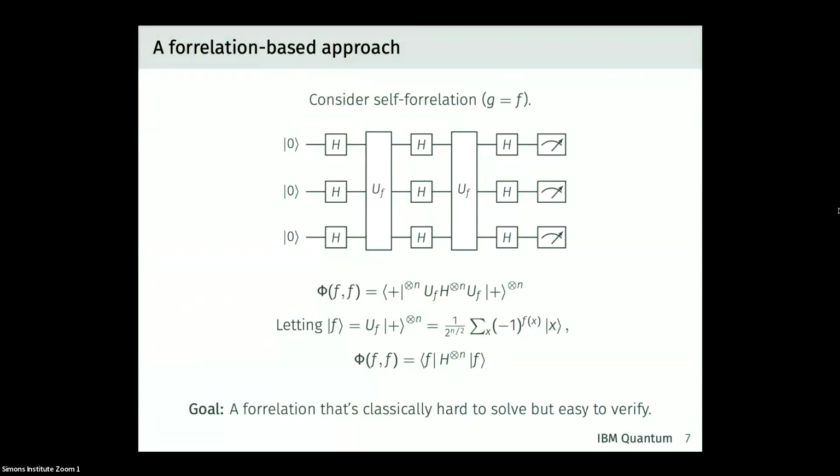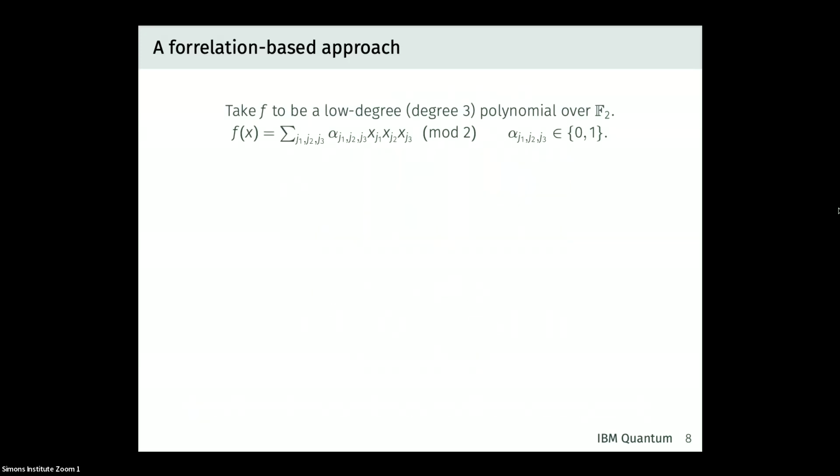So, to turn this into a test of quantumness, the first question you might ask is how do we actually instantiate these f and g functions, or say just the f function if we're considering this self-forrelation? For computer scientists, a very natural choice is to consider low-degree polynomials. So suppose f is, say, a degree 3 polynomial over F2. I want to really emphasize here that the polynomial is over F2, so it's over bits, it's not over the Boolean hypercube. This will be very important later on, but maybe you can ask me about it later if this point is unclear.